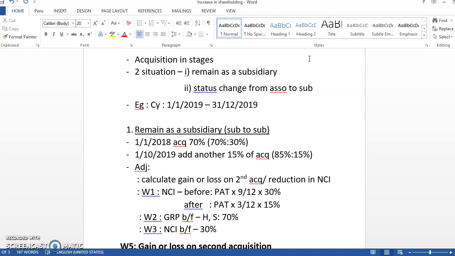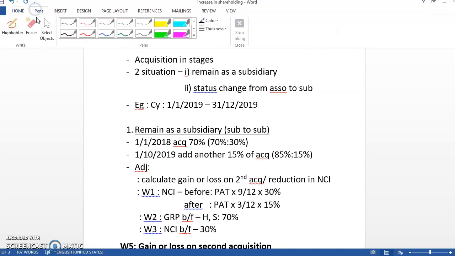Later, a year later, on the 1st October 2019, the company adds another 15% of the acquisition. So now the percentage has increased from 70% to 85%, but the non-controlling interest has reduced from 30% to 15%.